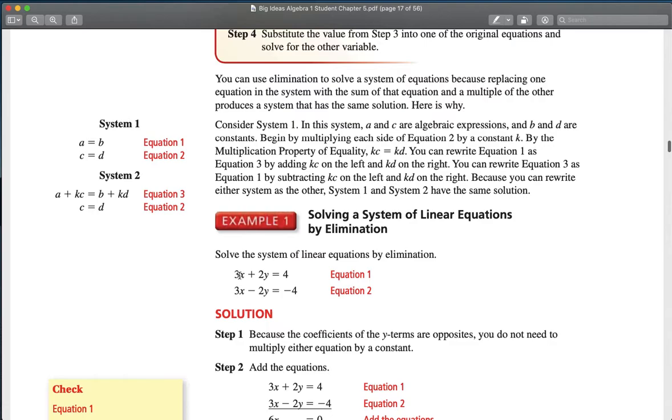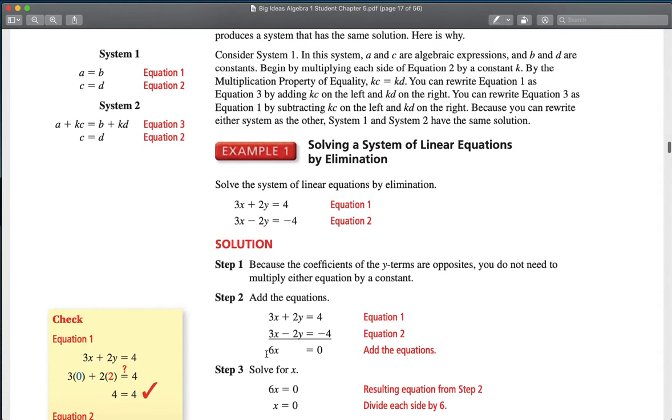If we add 3x plus 3x, what do we get? Well, we get 6x. If we add positive 2y and negative 2y, well, what happens there? Well, this cancels out, right? That was the point, to eliminate. We're solving a system of linear equations by elimination. Now the constants, 4 minus 4, what happens if we add those things up? Well, we get 0, right?